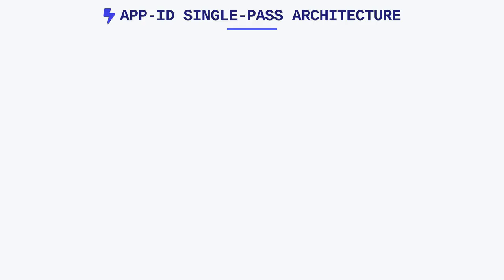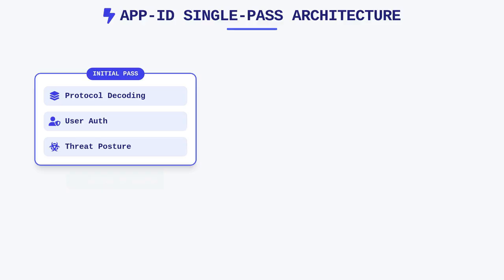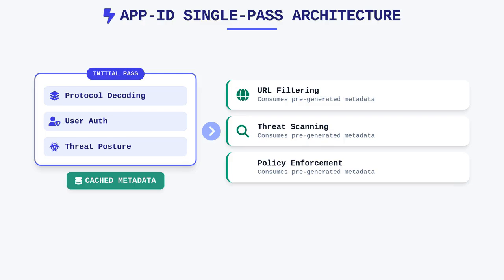If you consider how App ID functions within this ecosystem, you can see the efficiency gains in action. When a packet arrives, the engine immediately identifies the protocol and application, while simultaneously authenticating the user and evaluating the threat posture. Since the engine has already performed the heavy lifting of protocol decoding during the initial pass, the URL filtering, threat scanning, and policy enforcement modules do not need to perform their own separate protocol decode. They simply request the metadata that the system has already generated and cached within that single pass.